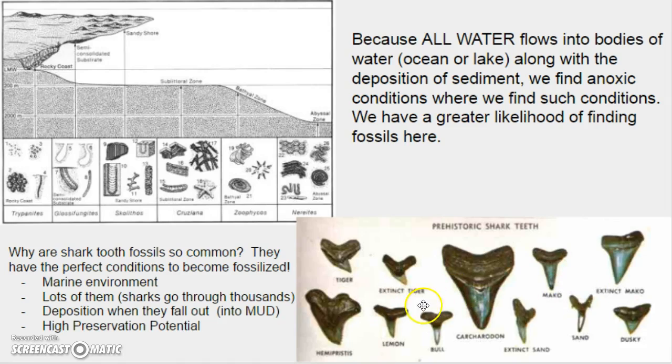So I have this picture of different prehistoric shark teeth. Why are shark tooth fossils so common? Well, they have the perfect conditions to become fossilized. The sharks live in a marine environment. There are a lot of them, and sharks go through a lot of different teeth in their lifetime. When they fall out of a shark's mouth, they fall into mud in an area of deposition, and they get covered very, very quickly. This all leads to what's called a high preservation potential.